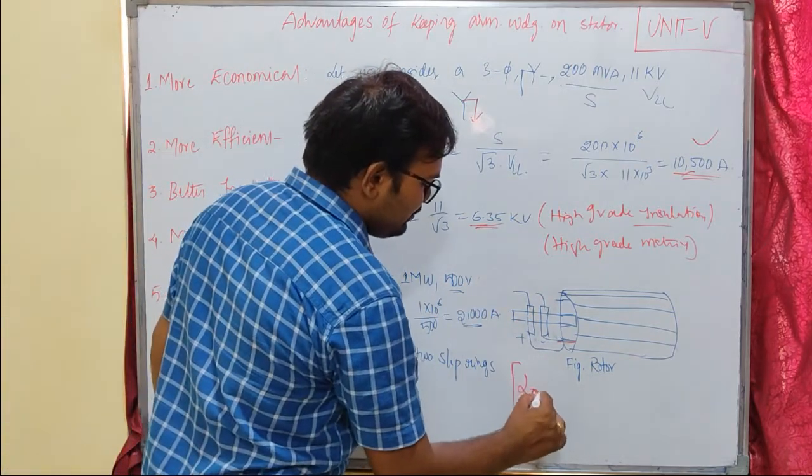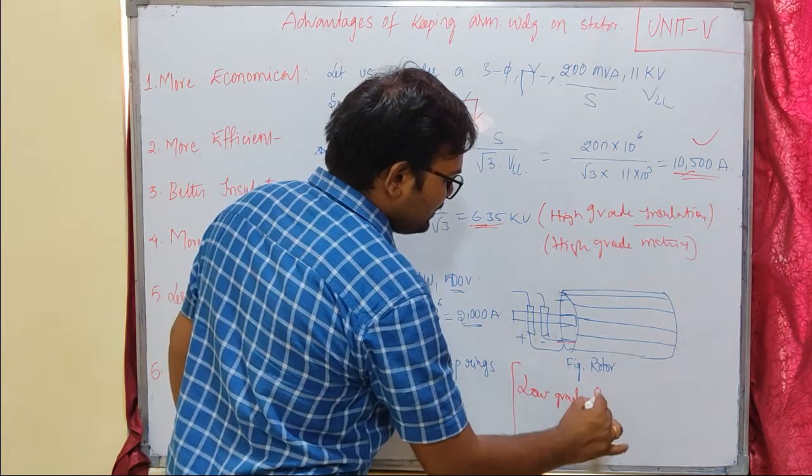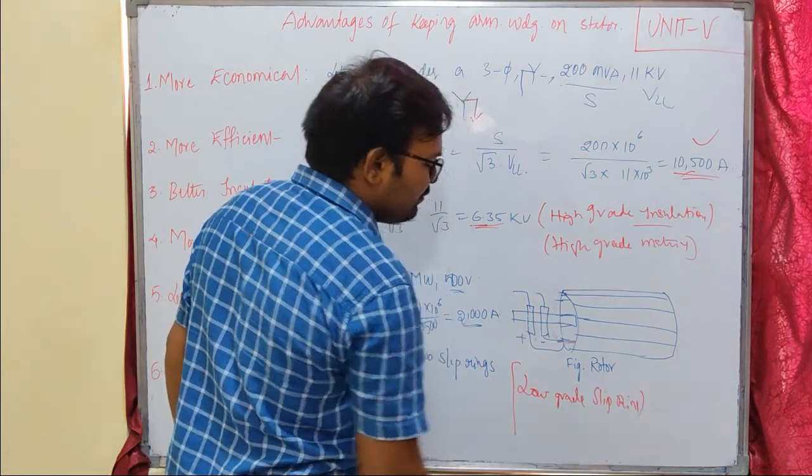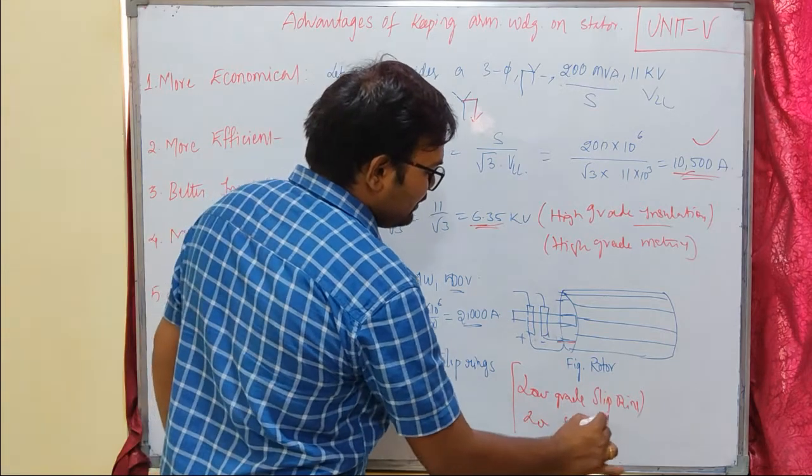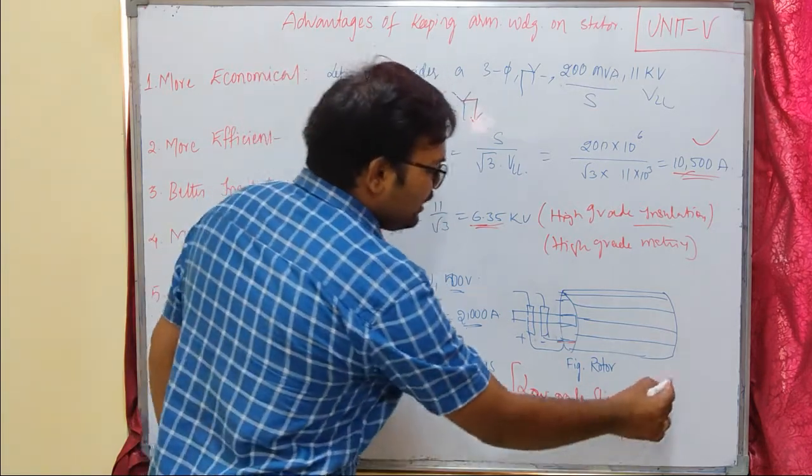We can use low grade slip rings if we keep the field winding on the rotor, and low grade insulation, so that will reduce the cost of the machine.